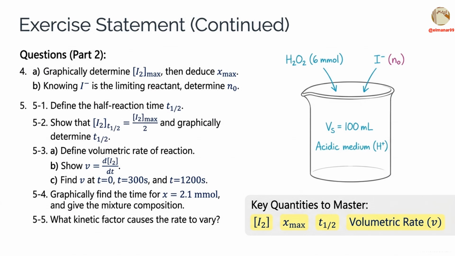5.3. A. Define the volumetric rate of reaction. B. Show v equals d[I2]/dt. C. Find v at t equals 0, t equals 300 s, and t equals 1200 s. 5.4. Graphically find the time for x equals 2.1 millimoles and give the mixture composition. 5.5. What kinetic factor causes the rate to vary? Key quantities to master: [I2], x max, t1/2, volumetric rate, v.